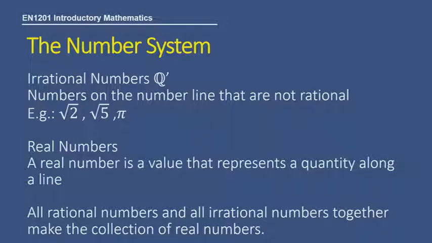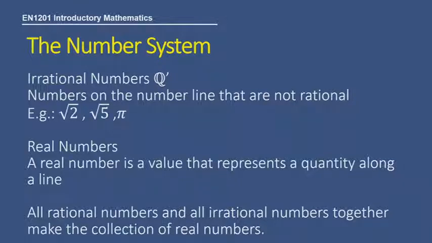We have another kind of number called irrational numbers. Numbers on the number line that are not rational are irrational. So, we have a clear difference in the name, rational and irrational. So, what are these irrational numbers? I told you before, the rational numbers can be written in the fraction form. Then the irrational numbers cannot be written in a fraction form.